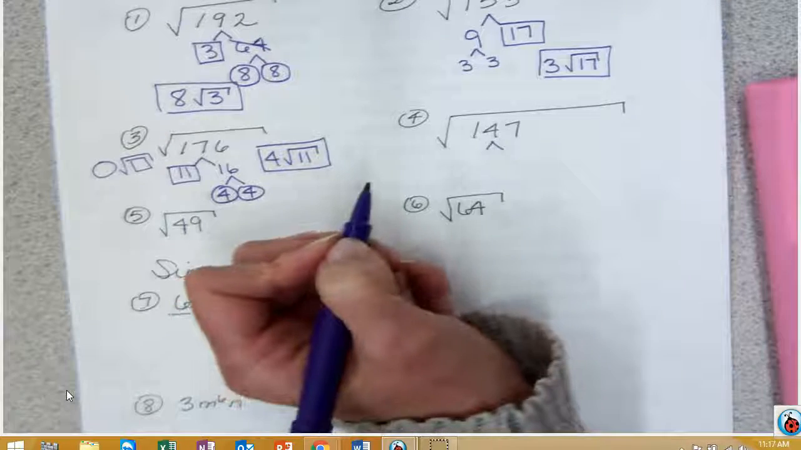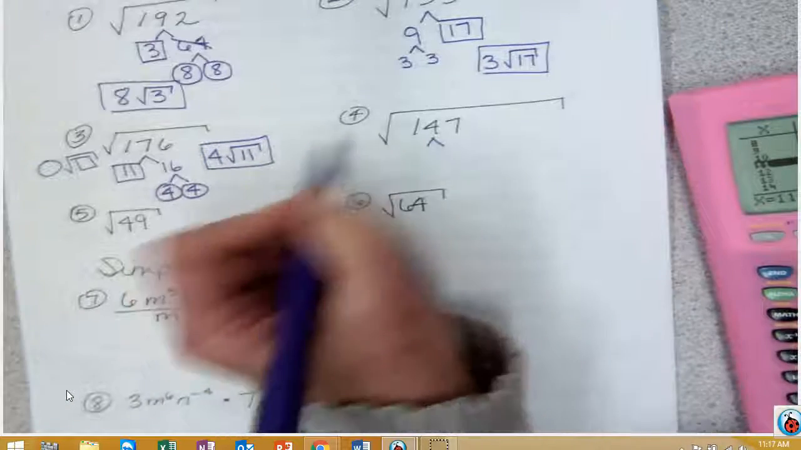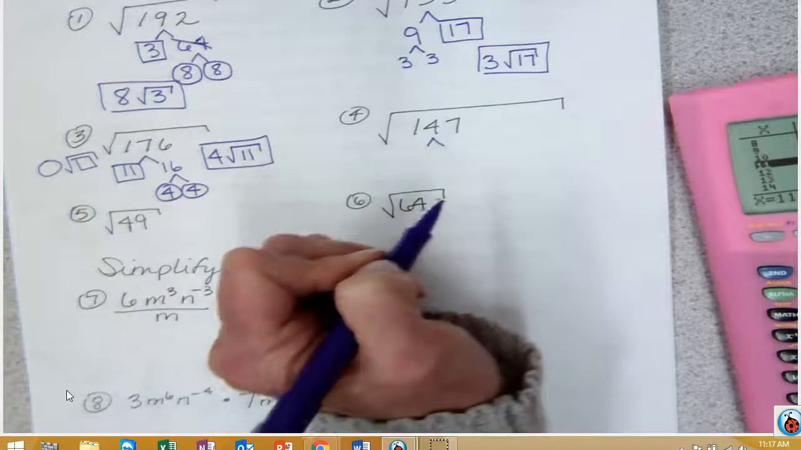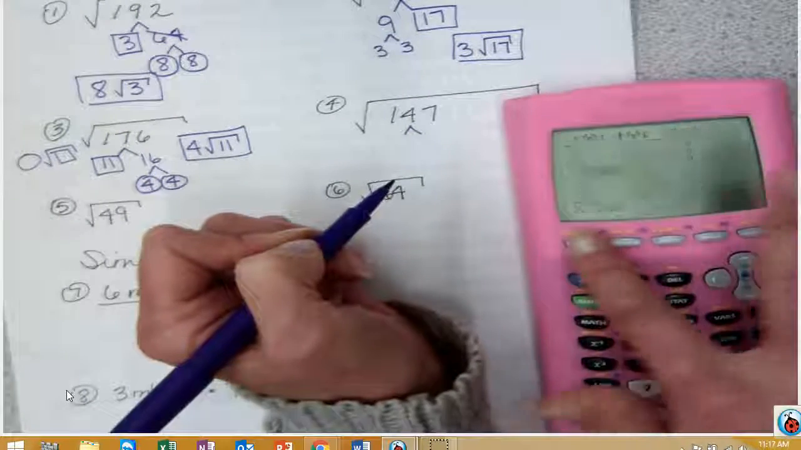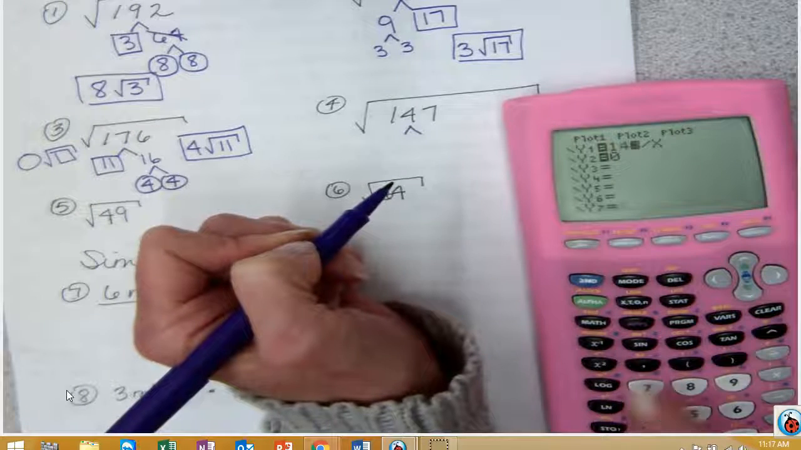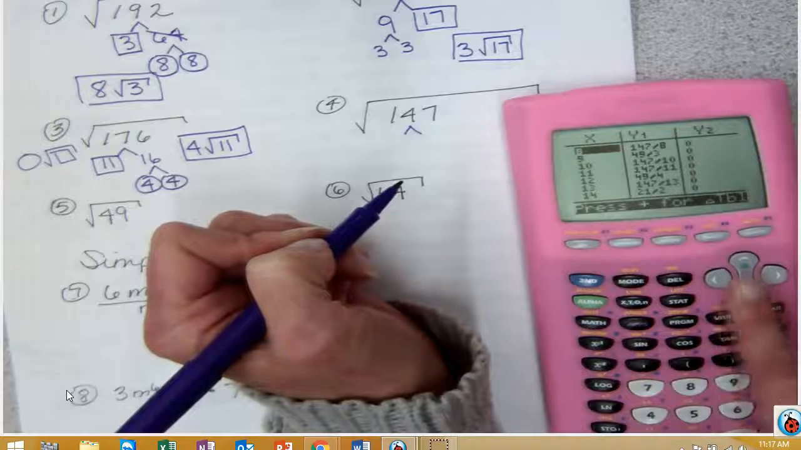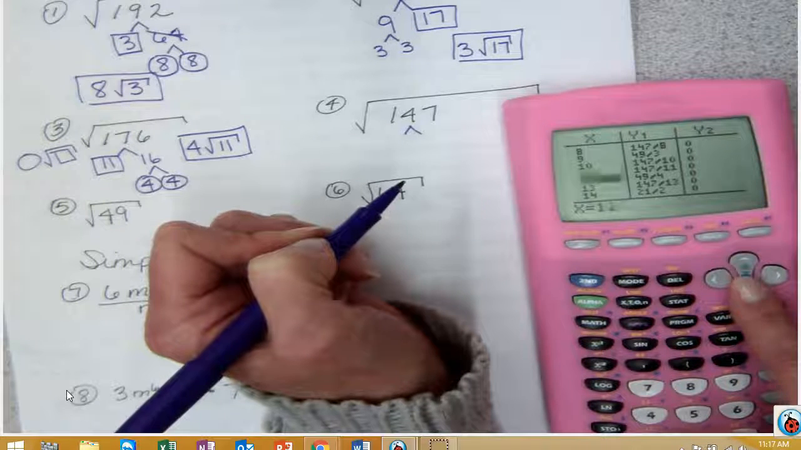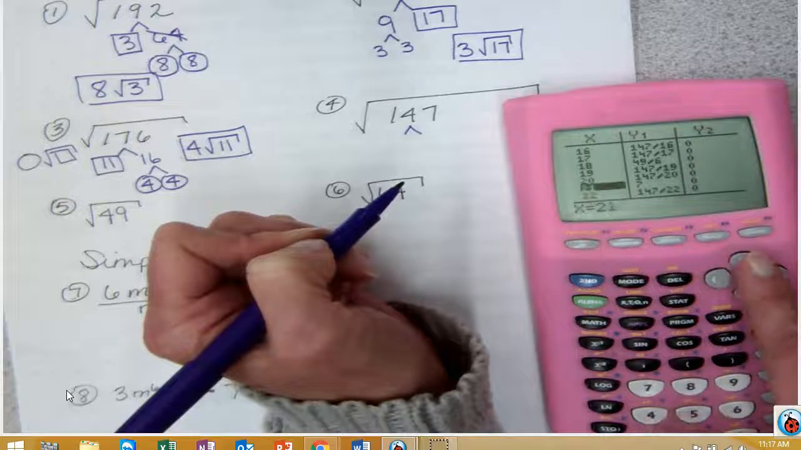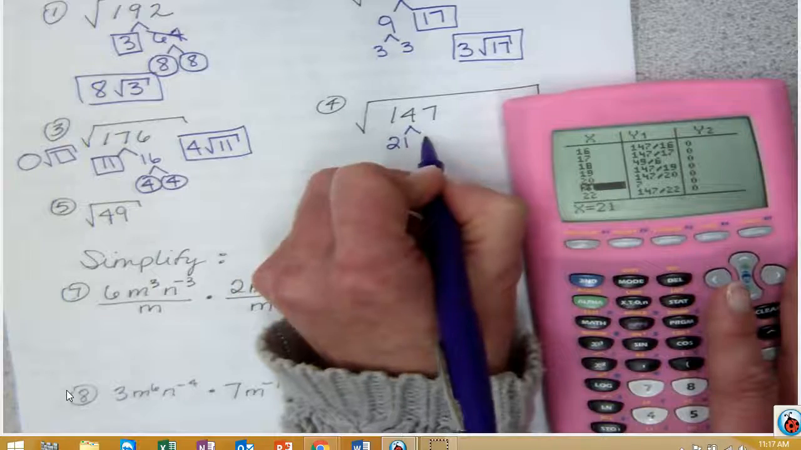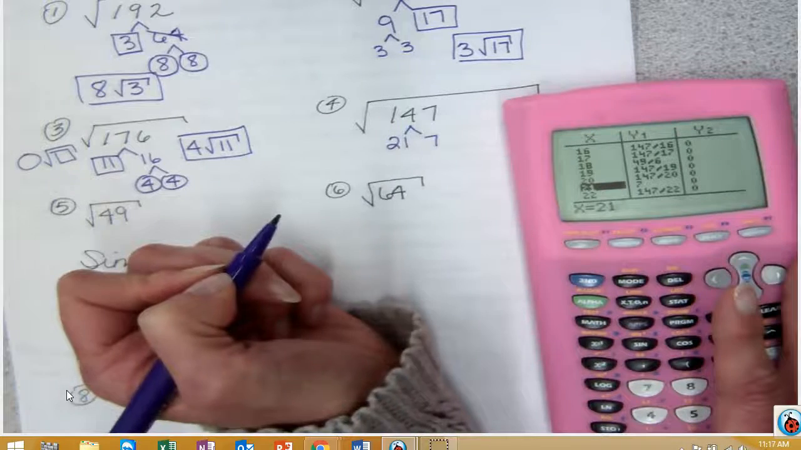Here we go, 14 and 7. Well, looking at that, I can see that 7 goes into 14 evenly and 7 goes into 7. But if I wanted to go ahead and look at my 147, go to my table. Wow, not very many numbers multiply to give me 147. Here's 21 and 7. So let's just use that, 21 and 7.